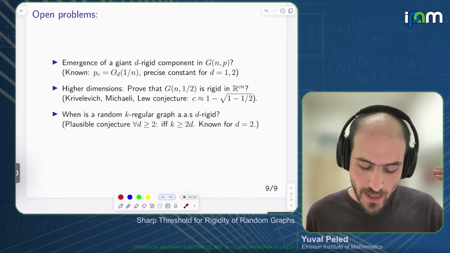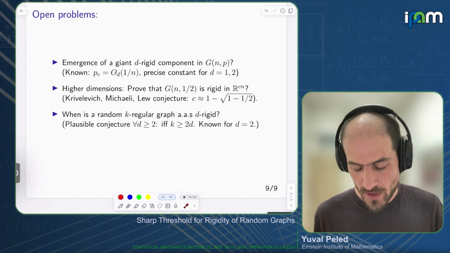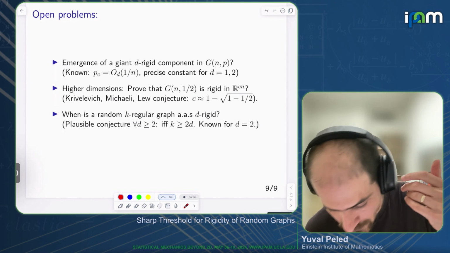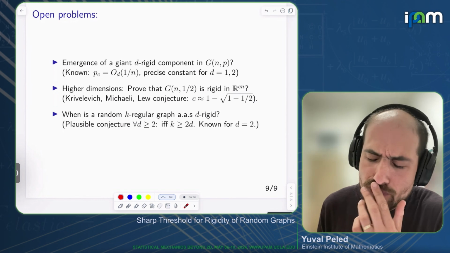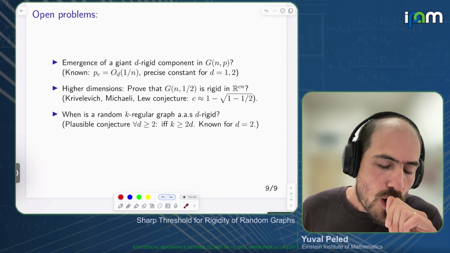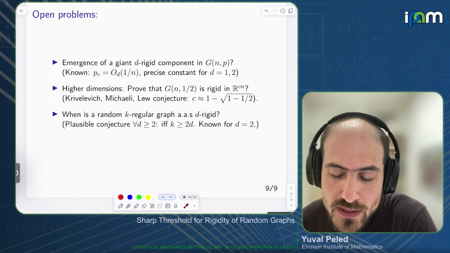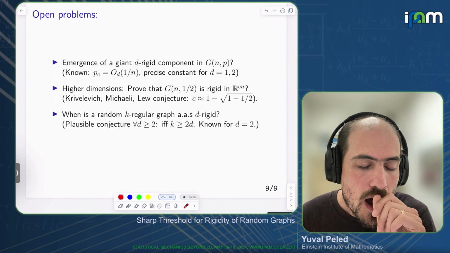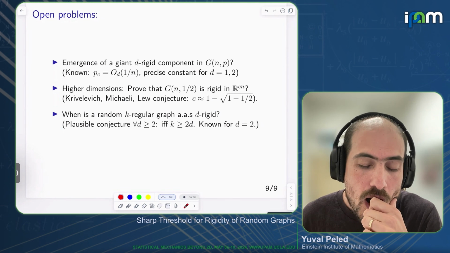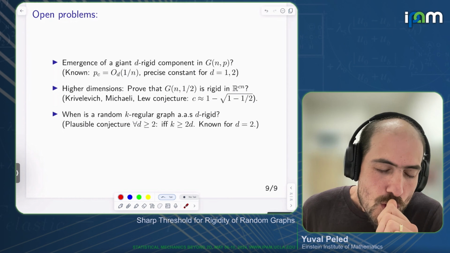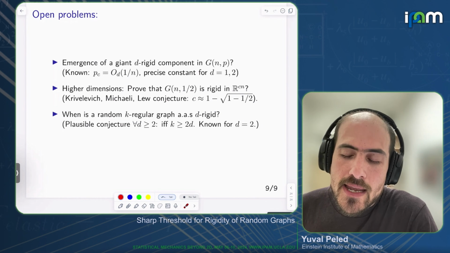Another question is to go up in the dimension. So here we talked only about a fixed d. I want to ask a different question, which is, for instance, what is the largest dimension in which a G(n,p) random graph is rigid, and we still don't know if this dimension is linear in n.